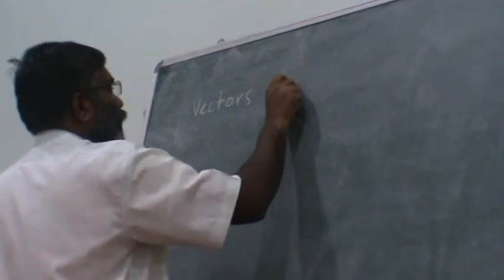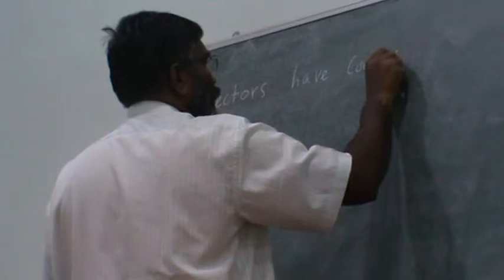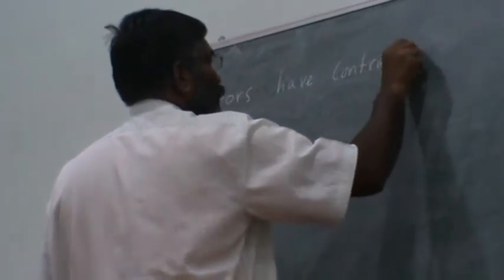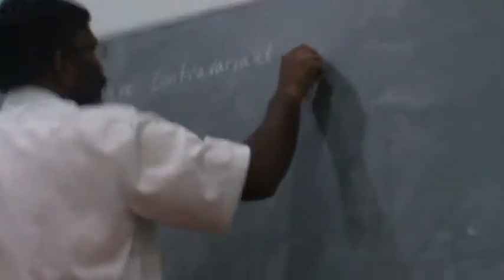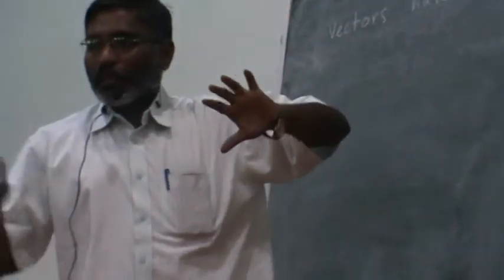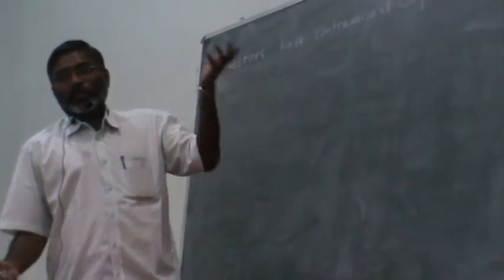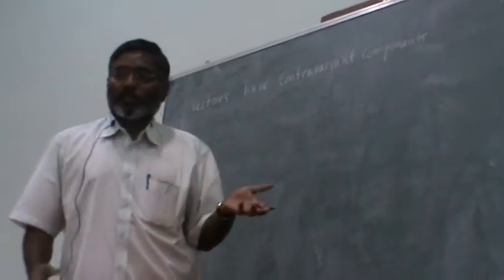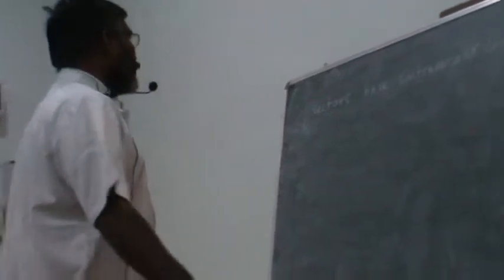Have contravariant components. What I am saying is, if you understand it in terms of vectors and one forms, you don't require contravariant vectors or covariant vectors. Because contravariant vectors are vectors, covariant vectors are one forms. So there is no requirement of that language at all.